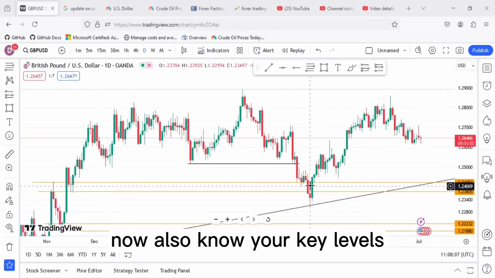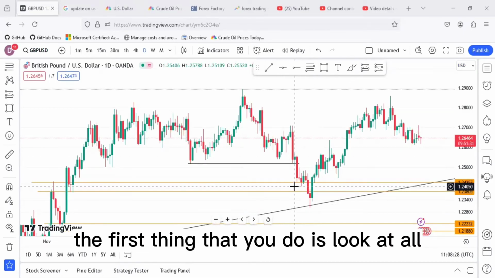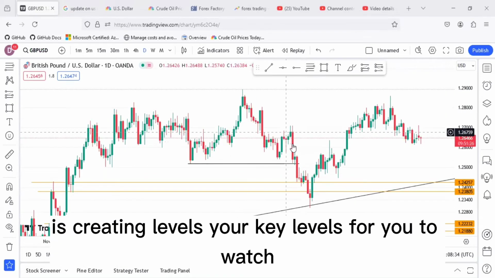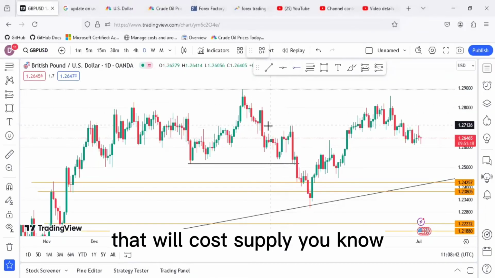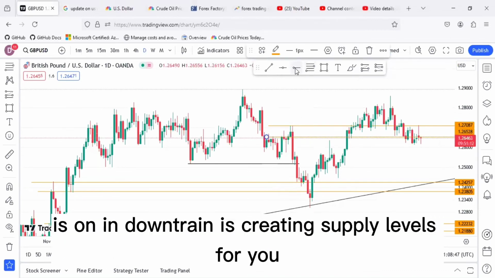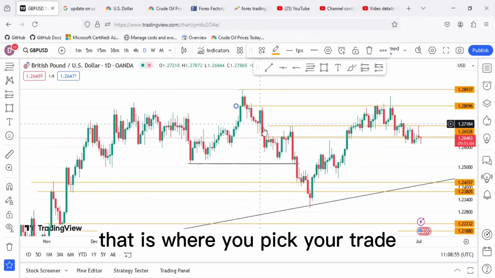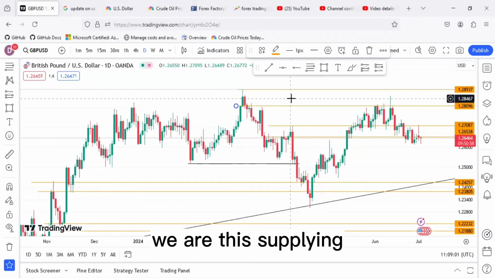And that will take me to levels now, how to know your key levels, where to pick your trades. So now the first thing that you do is you look at why this price is coming down, it is creating levels, your key levels for you to watch. And these are the key levels that the price is creating here that will cause supply. When price is coming down, on a downtrend, it is creating supply levels for you. And when price retraces back to that supply, that is where you pick your trade. So we have this supply here, this supply here, and this supply here.